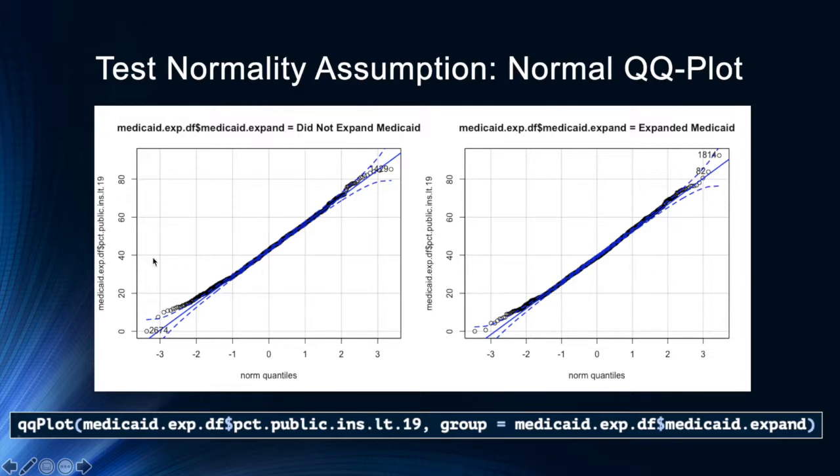So what's showing here, I'm going to give an example. We're going to compare counties that did expand Medicaid and counties that did not expand Medicaid, and see how much their enrollment differs between states. So if you saw something like this, these are the normality bounds. You see this dotted line here.